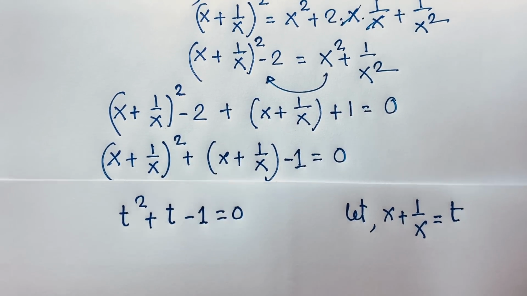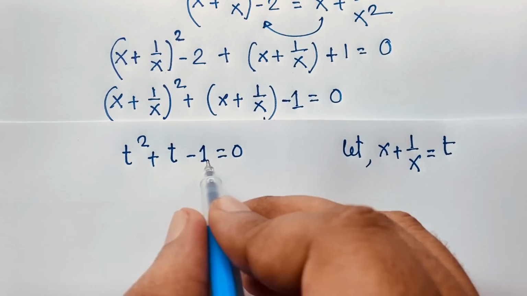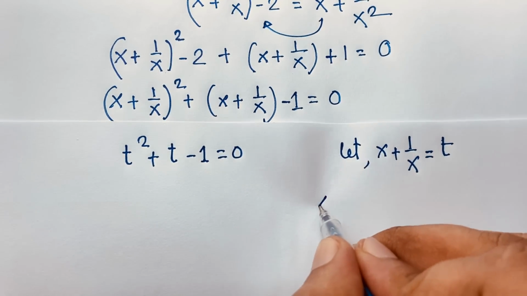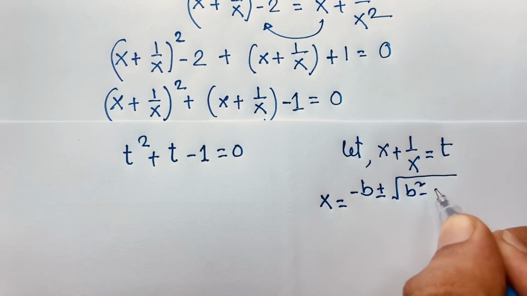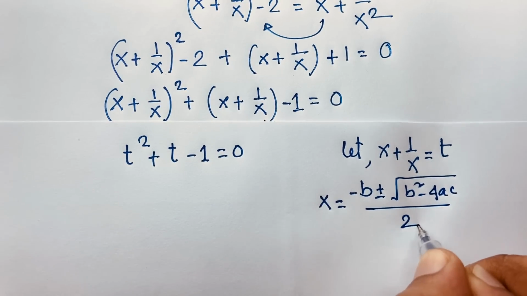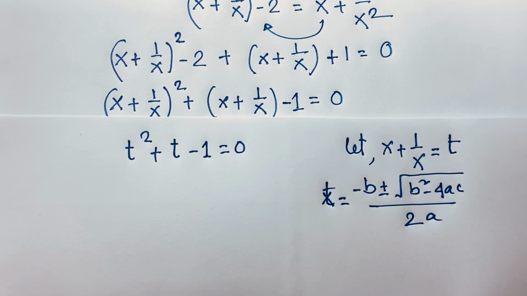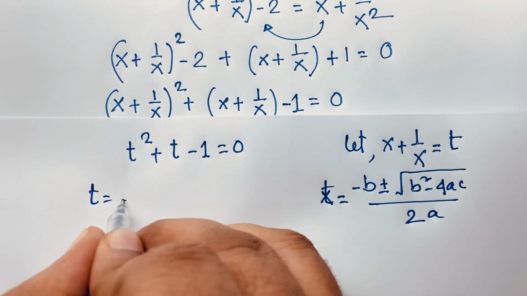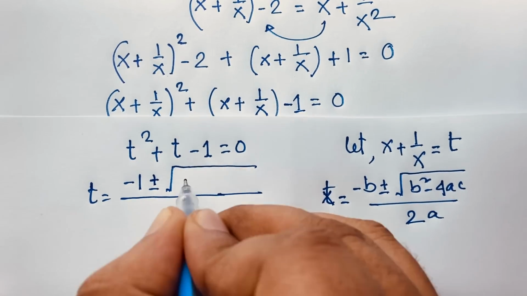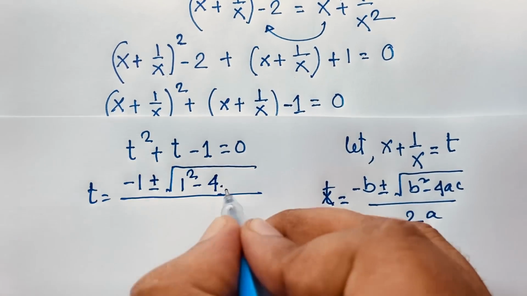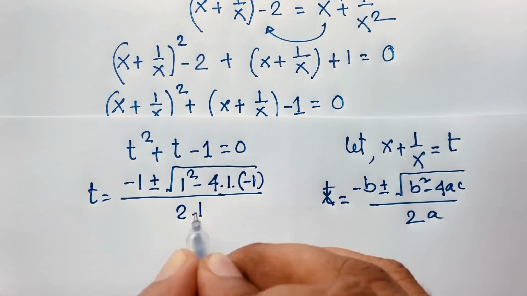So we'll find a nice quadratic equation. This equation will be t to the power 2 plus t minus 1 is equal to 0. So we know that the quadratic formula is x is equal to minus b plus minus square root of b square minus 4ac over 2a. Here it is t, it is not x. So if I apply this formula here, t will be minus b, I mean minus 1, this is 1, plus minus square root of b square, I mean 1 square, minus 4ac, a is 1, and c is negative 1, over 2 times 1, which is 2.